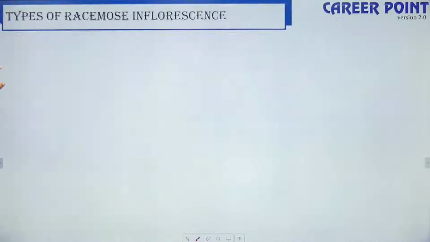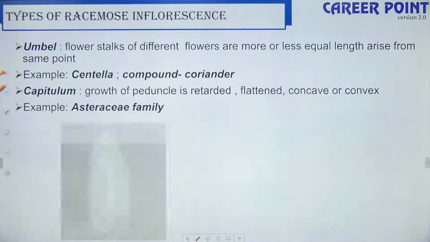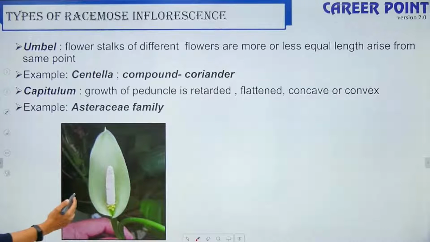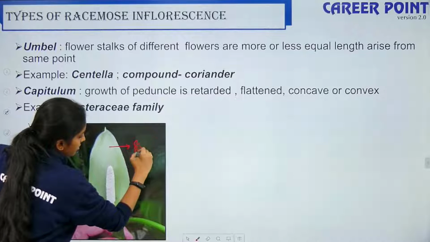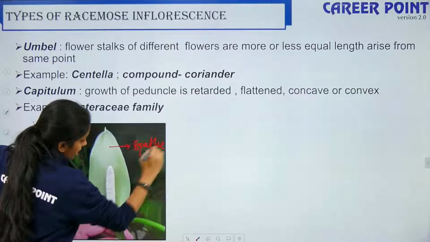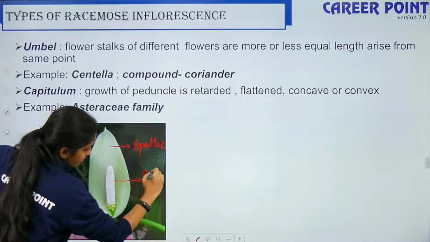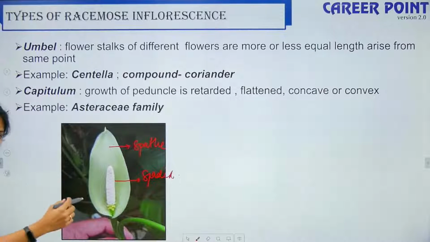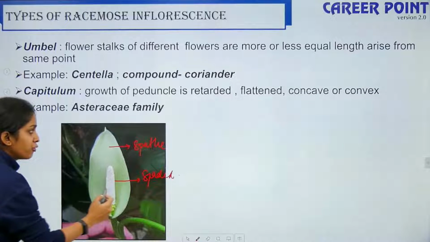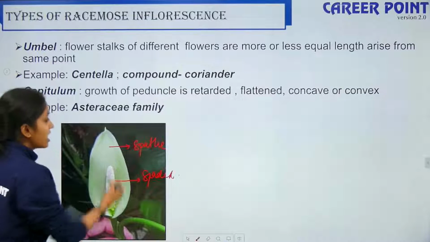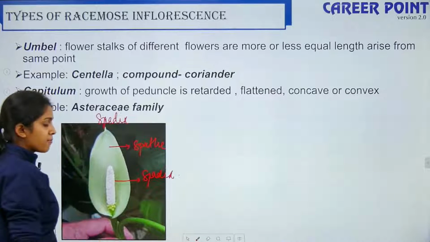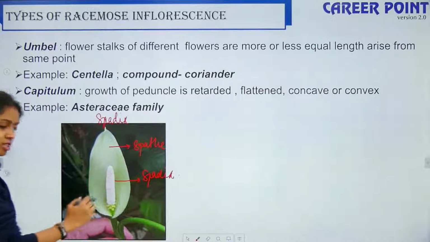Okay, so moving forward. Wait, first I will show. So this is your spathe, and this is your Spadix. Can you remember this? So this is your colorful spathe and this is your Spadix, and this is the Spadix type of inflorescence. So here the example is your maize. So this is how your maize looks like, right?